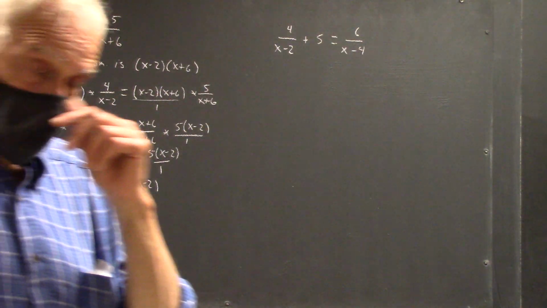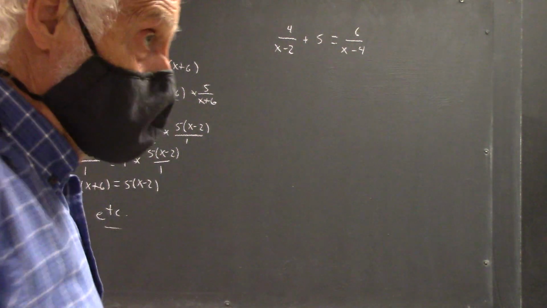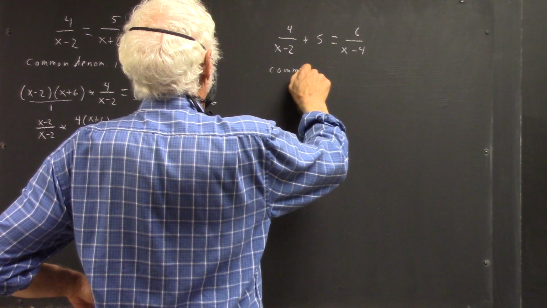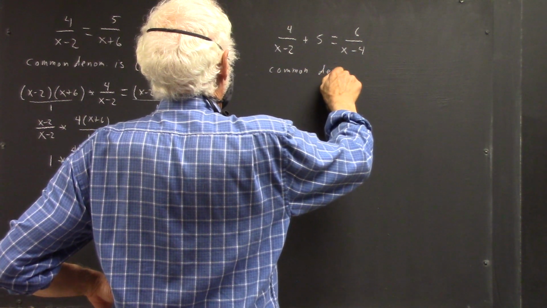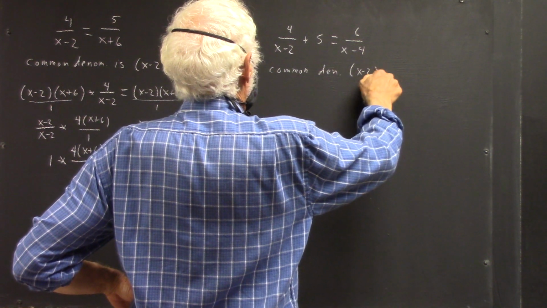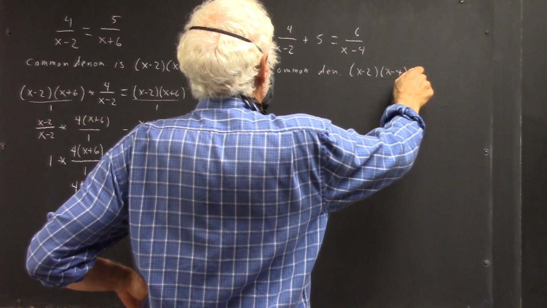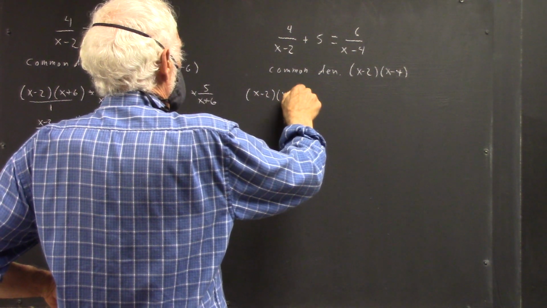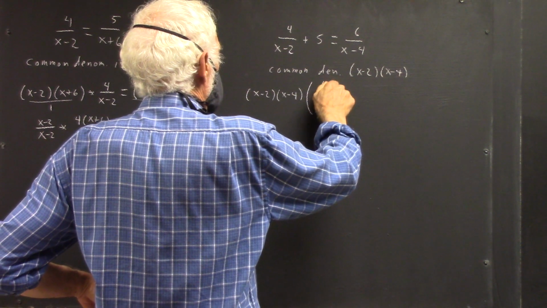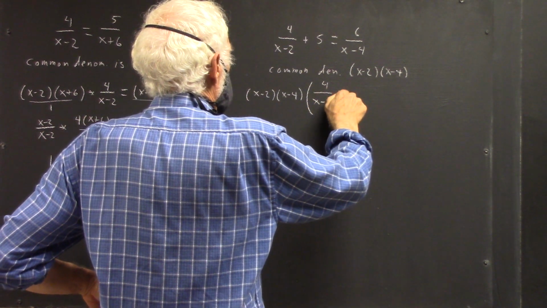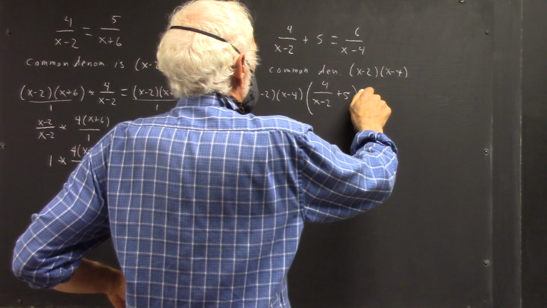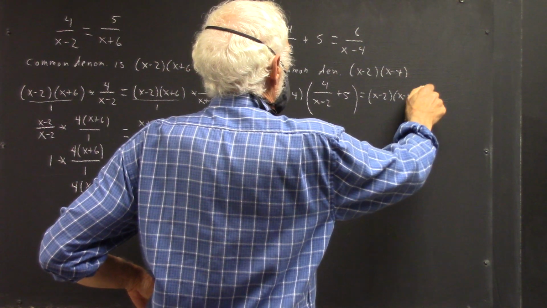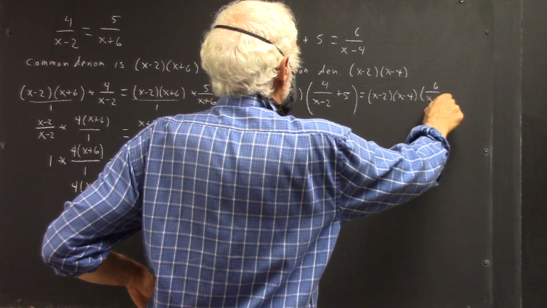Okay? Now we're going to do the same thing. We're going to multiply by the common denominator. So we got x minus 2 times x minus 4 multiplied by 4 over x minus 2 plus 5 equals x minus 2 times x minus 4 times 6 over x minus 4.